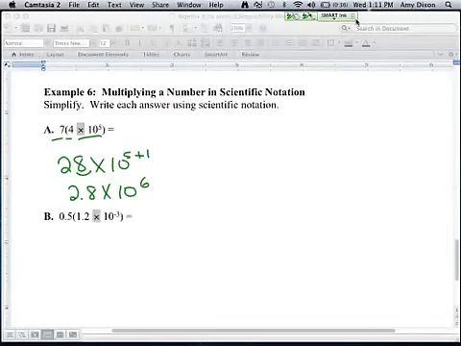You just got to remember, if you go to the right, you subtract that many. If you go to the left, you add that many. You just have to think opposite, guys.